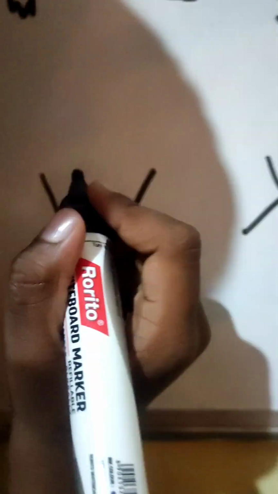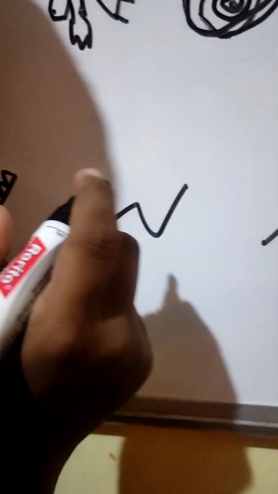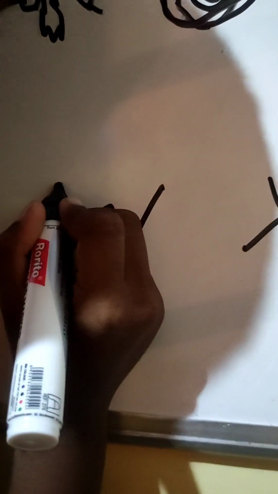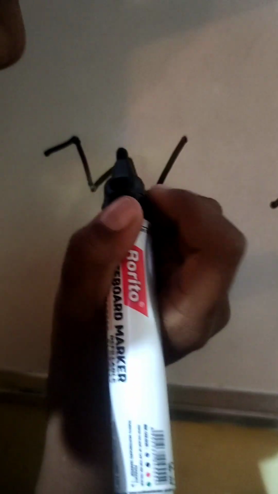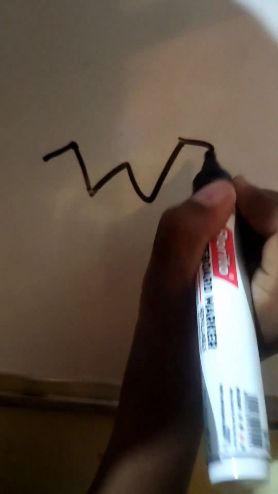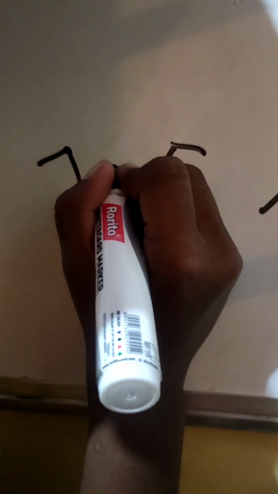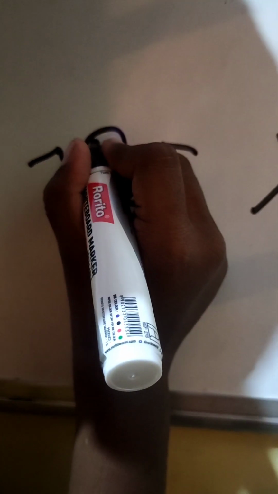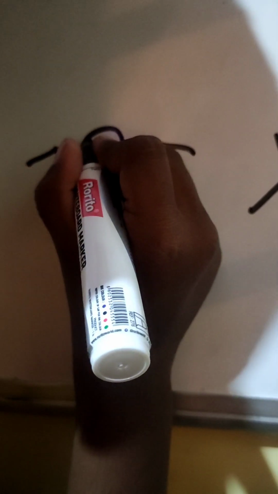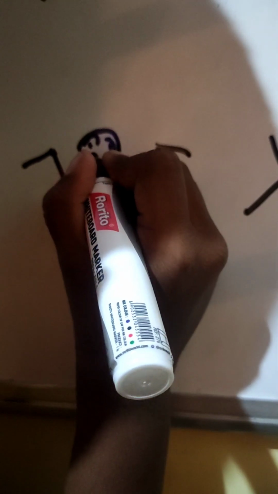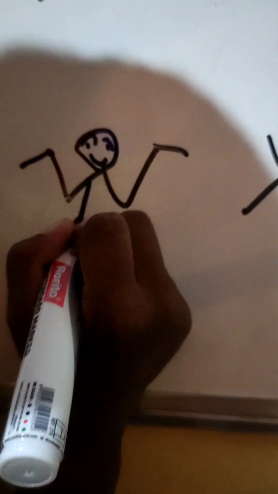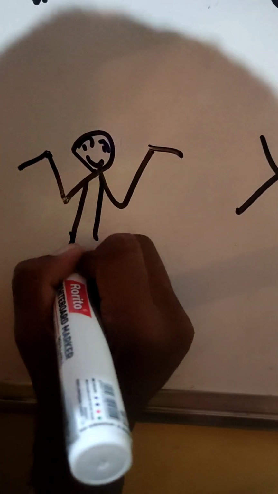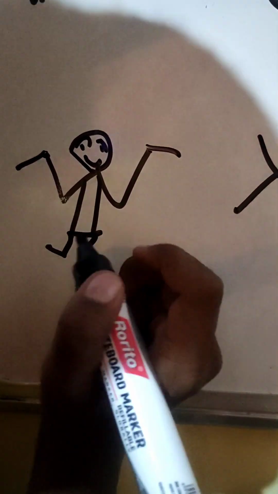Now for W, we can draw something like this. A person.